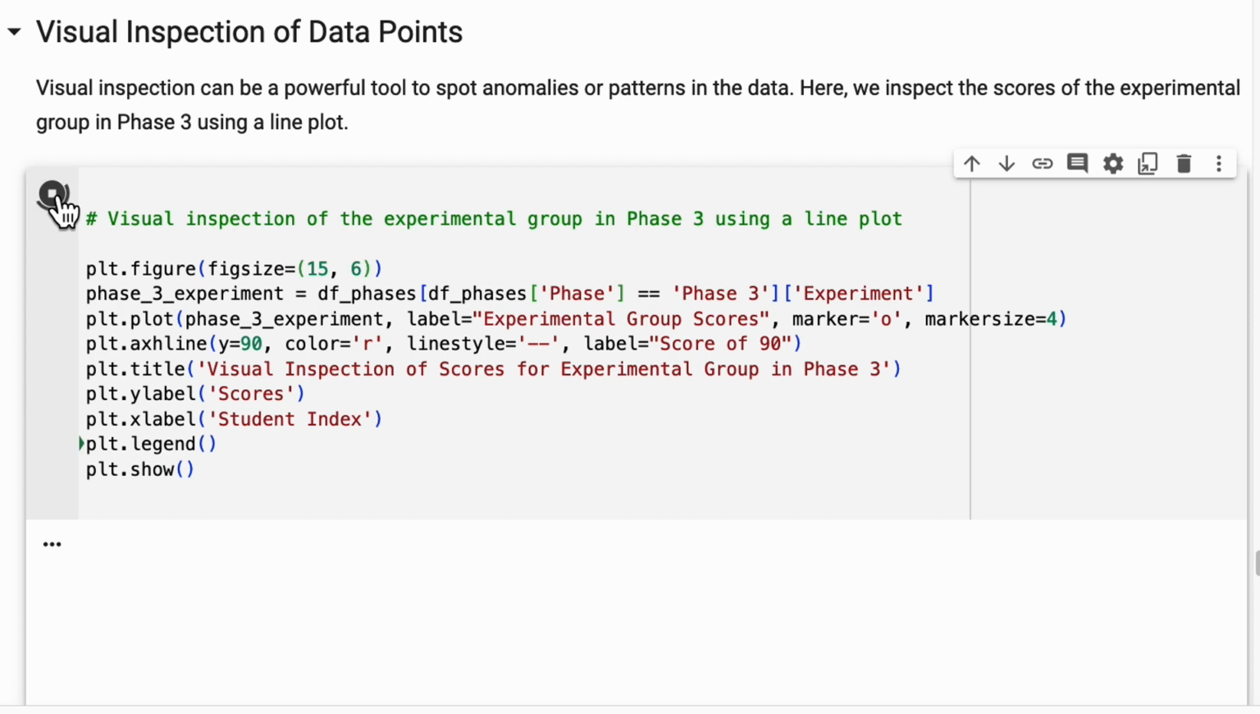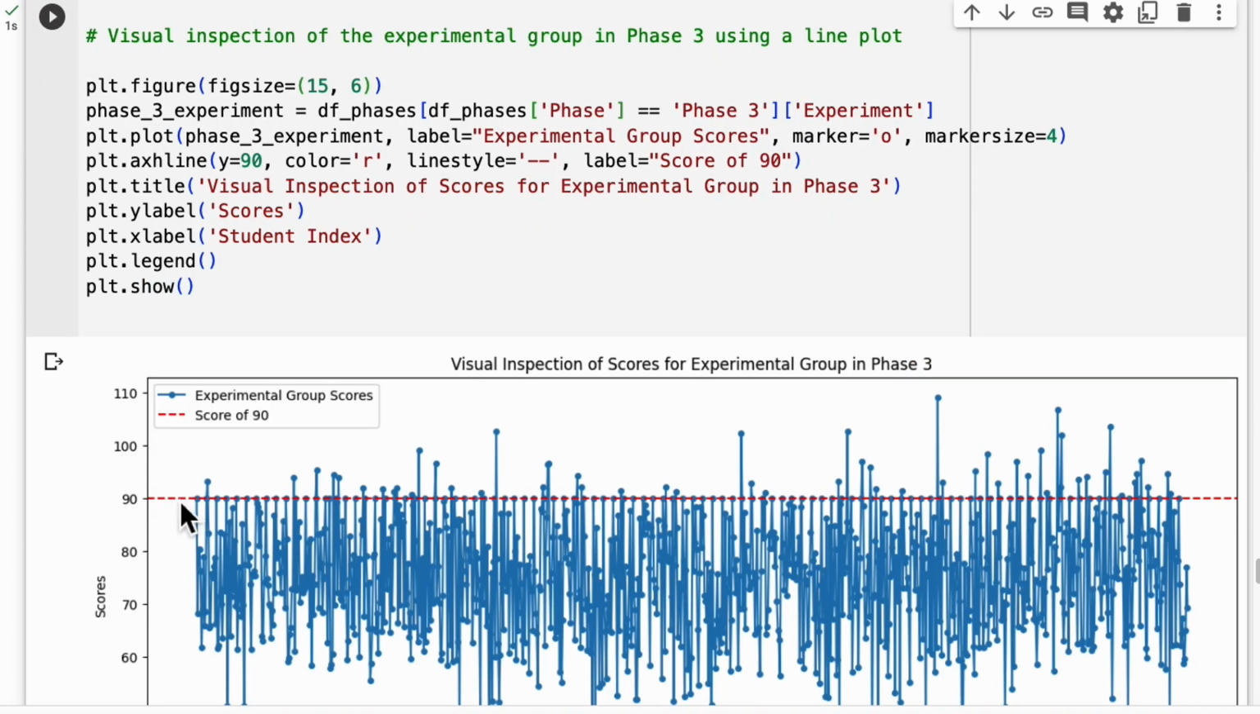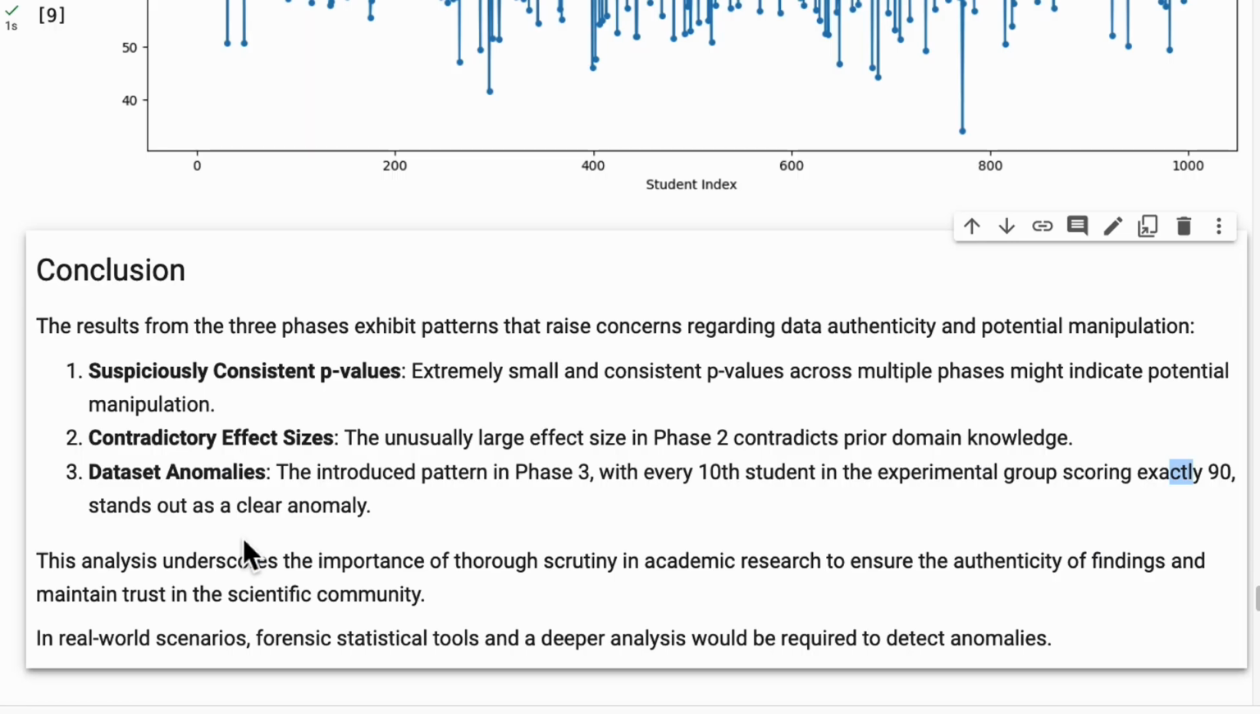Let's actually plot the experimental group from phase 3. The highlighted 90 here is very systematic, right? So in academic research, you could have this kind of scrutiny with statistical analysis of the data itself, so that we can ensure the authenticity of findings and maintain trust in the scientific community.